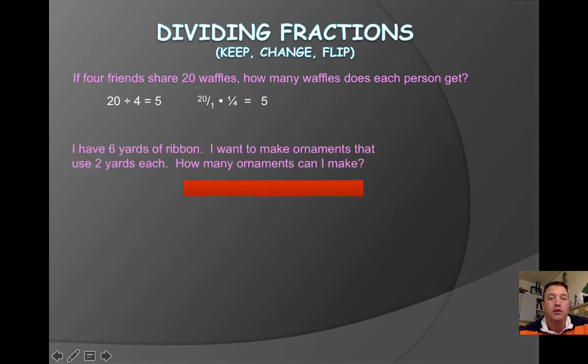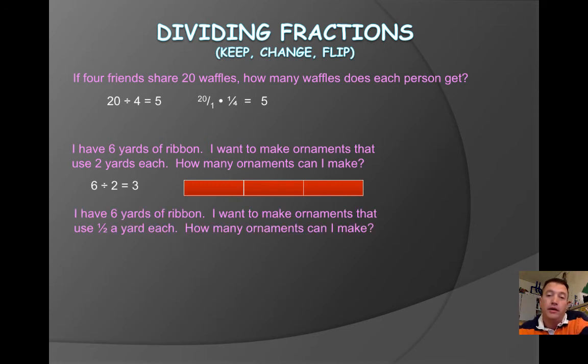All right. So let's take a look at this. I've got 6 yards of ribbon. I want to make ornaments that use 2 yards each. How many ornaments can I make? Well, most of us know 6 divided by 2 is going to be 3. That's going to give me 3 equal sections. Let's look at this a different way. Let's say I've got the same 6 yards of ribbon, but I want to make ornaments that use a half a yard each. How many ornaments can I make now? Well, 6 divided by 1/2 equals 12.